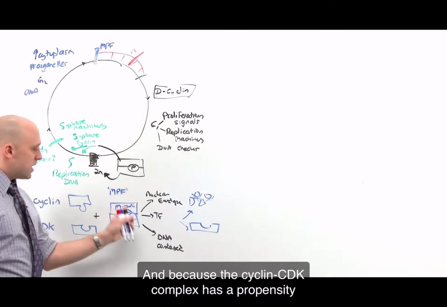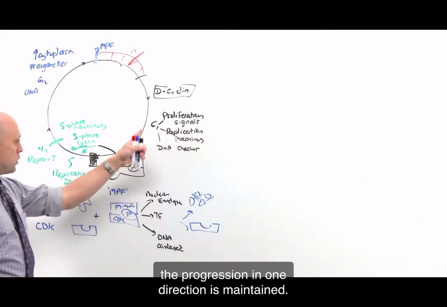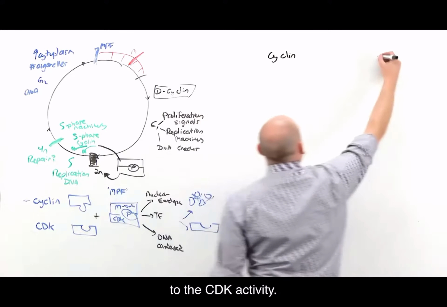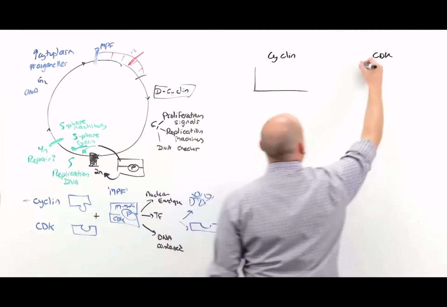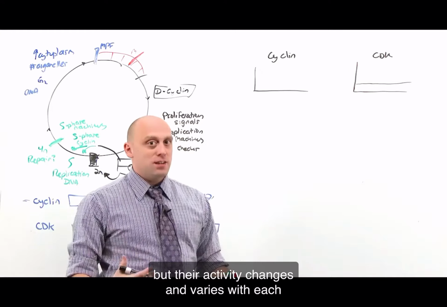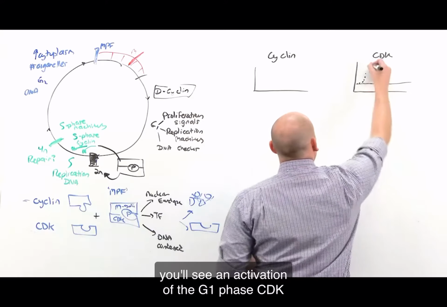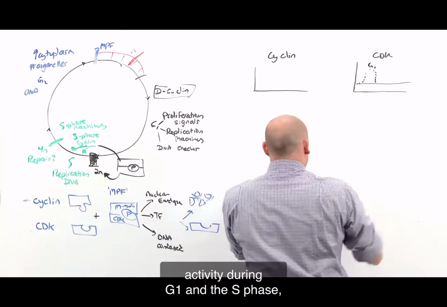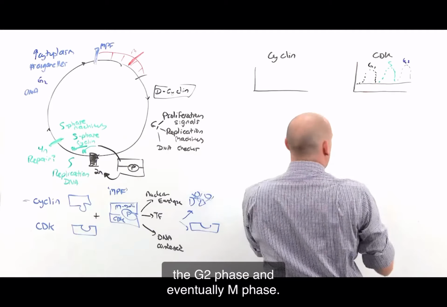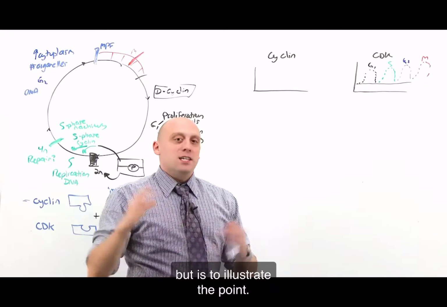And because the cyclin CDK complex has a propensity to degrade the cyclins, the progression in one direction is maintained. See what that looks like graphically. I want to compare the level of cyclins to the CDK activity. Cyclin-dependent kinases are constitutively expressed. They're always at the same level, but their activity changes and varies with each cell cycle phase. And not surprisingly, you'll see an activation of the G1 phase CDK activity during G1 and the S phase, the G2 phase, and eventually M phase. Now, I am not drawing these strictly. There actually have a lot more crossover than I'm implying, but it's to illustrate the point.